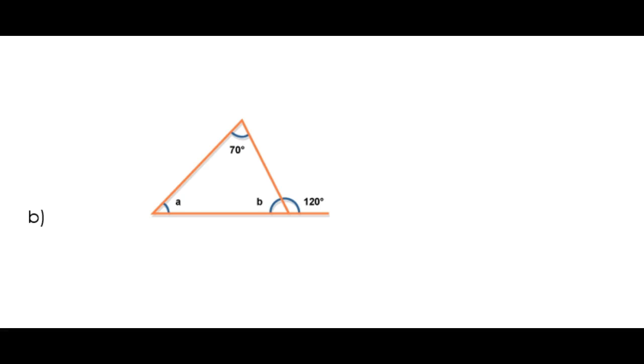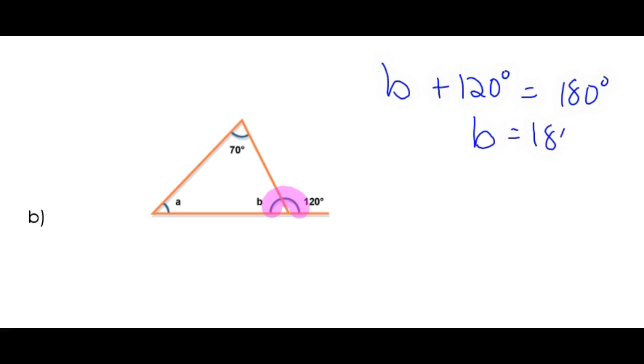I usually start with the pieces that I know the most, or that stick out the most to me. And what's sticking out the most to me is the fact that I have a straight line here. Anytime I have a straight line, that's a straight angle, and a straight angle is equal to 180 degrees. So whatever b is, if I add that to 120 degrees, it should total 180 degrees. Another way to say that is that angle b is the whole line, 180 degrees, minus the 120 degrees on the outside, the exterior angle. And that's going to leave me with a value for b of 60 degrees.